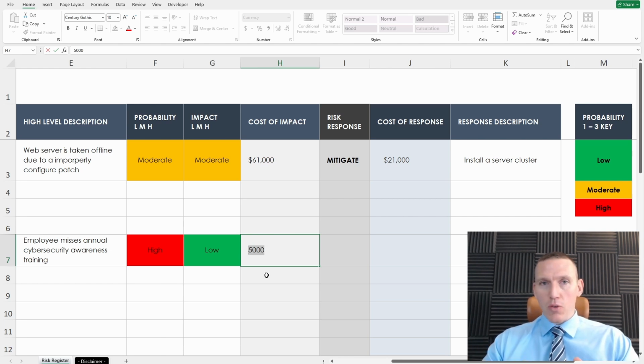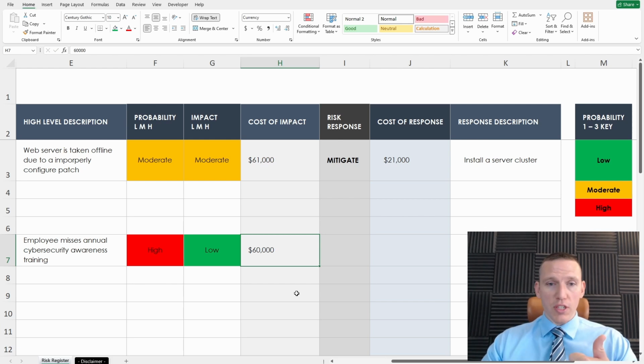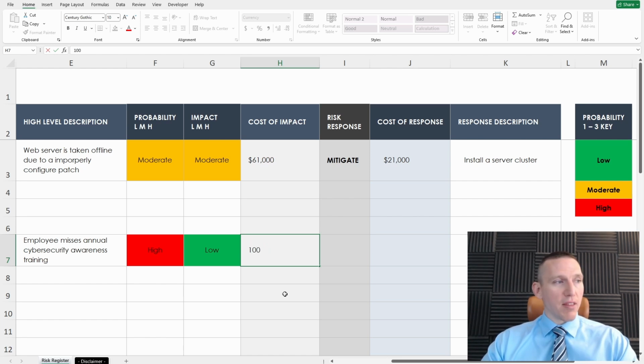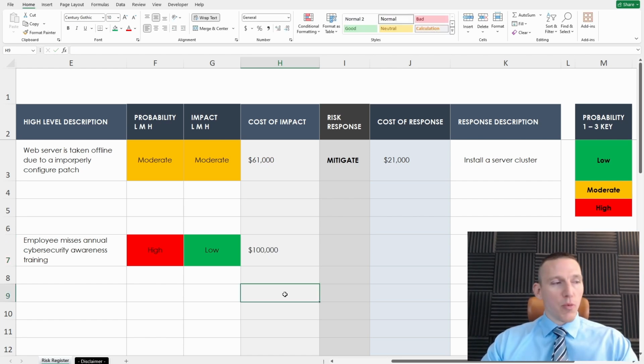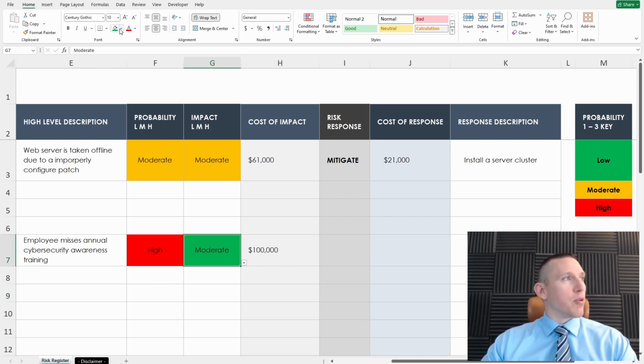And it won't be apparent usually to the employee who missed the training. It might not even be apparent to the HR manager, but as a cybersecurity professional, we need to consider that. It's something that needs to be recognized. So we might actually say that the cost of somebody missing training, instead of 5,000, maybe we say 60,000, because a security breach costs on average 100,000, and if an employee's missing training, they're increasing our likelihood of having a security breach. So we could say that's 100,000, and then the impact would be at least moderate. So we'd put moderate there.